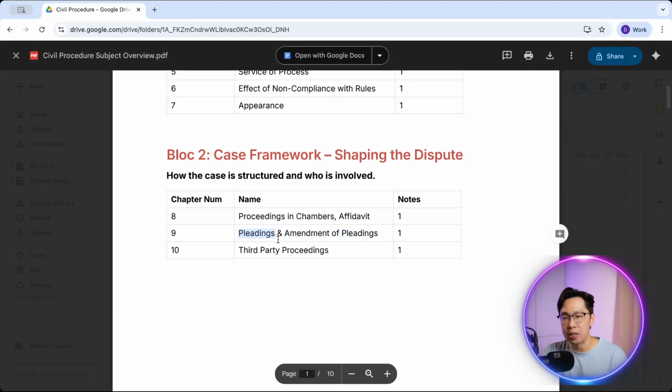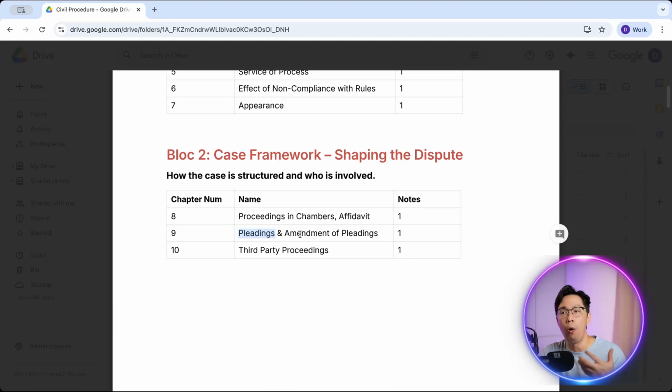We also briefly look at the statute in this particular part, like your Order 18 and Order 20. Now I know when I keep mentioning this order, you may not be familiar with it because it's still quite new to you.